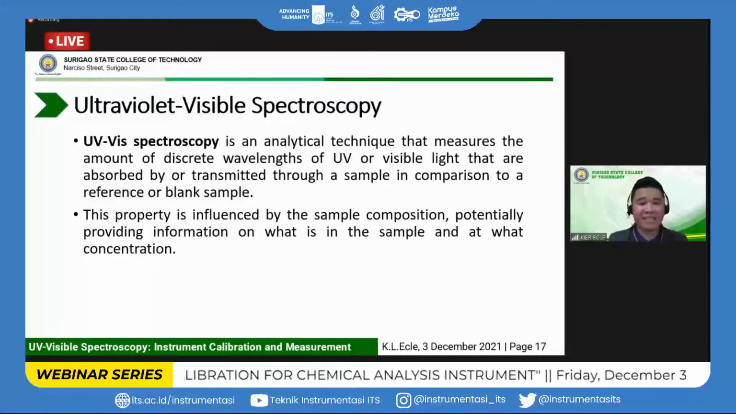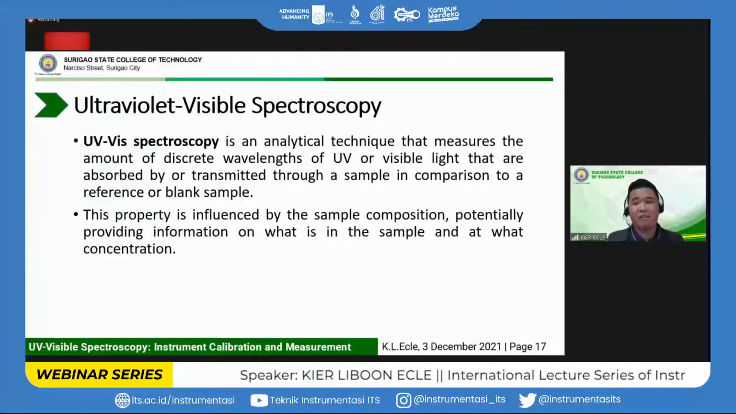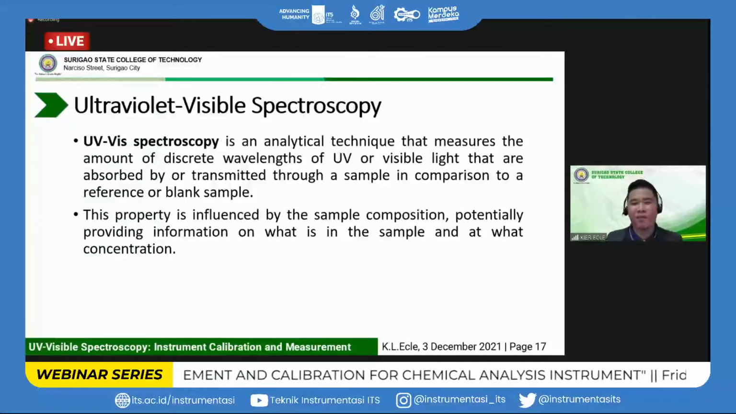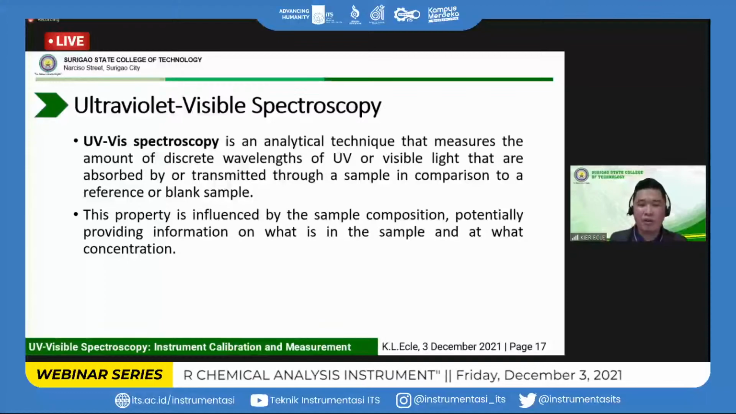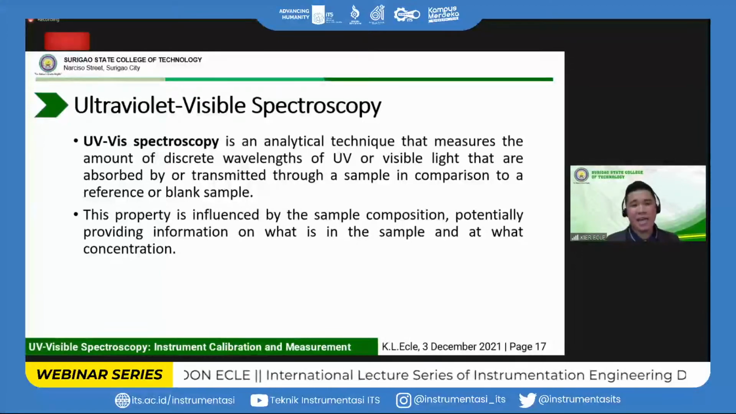UV-Vis spectroscopy is an analytical technique that measures the amount of discrete wavelengths of UV or visible light that are absorbed by or transmitted through a sample in comparison to a reference or blank sample. Of course, if you run your sample using the UV-Vis, you must always have your reference or blank sample. Blanking is very important in any spectroscopic method.